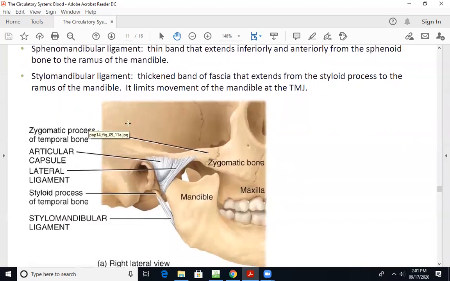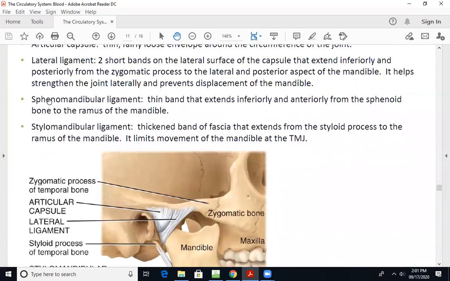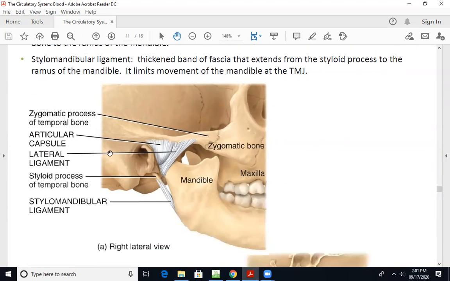The next two ligaments are named for the bones that they are associated with. The sphenomandibular ligament is associated with the sphenoid and the mandible. The stylomandibular ligament is associated with the mandible and what we call the styloid process of our temporal bone. And the styloid process is that little hook coming down below the ear, where your ear would be right here.